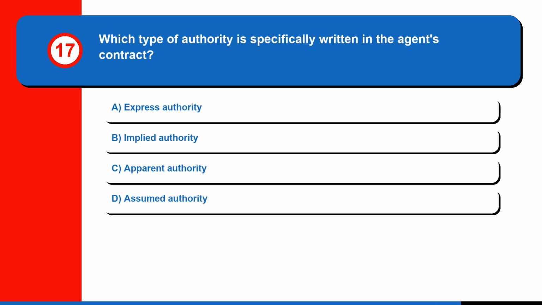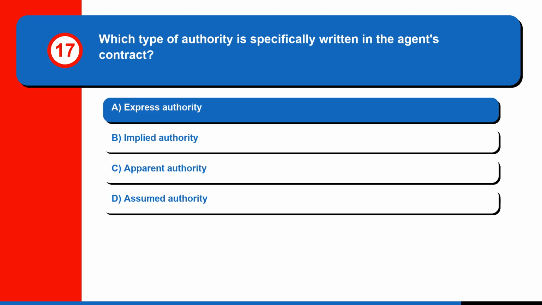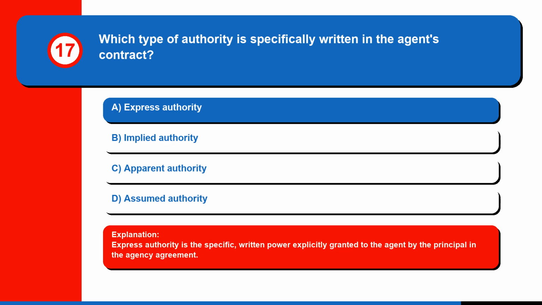Question 17. Which type of authority is specifically written in the agent's contract? A. Express authority. B. Implied authority. C. Apparent authority. Or D. Assumed authority. The correct answer is A. Express authority. Express authority is the specific, written power explicitly granted to the agent by the principal in the agency agreement.